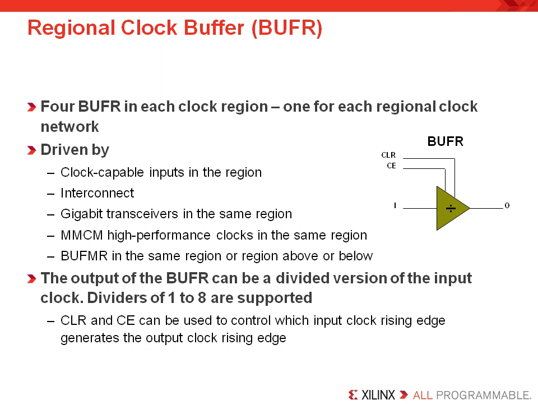Now, BUFRs cannot directly drive regional clock networks into adjacent regions. This is accomplished with the use of the BUFMR. That's its purpose, is to drive multiple clock regions. The BUFR just drives one region. The BUFMR also has features for synchronizing multiple BUFR clocks. The BUFR can also divide an input clock by up to 8 for use in SerDes applications. And basically what we're talking about is distributing a clock locally into a single region when we use the BUFR.